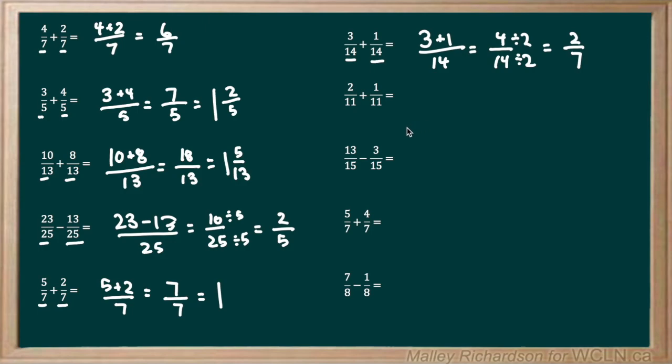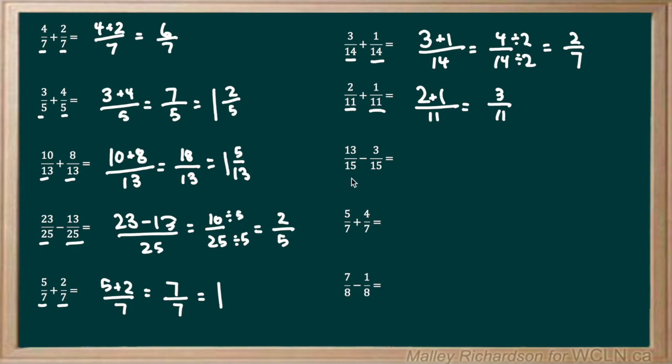Now we have 2 over 11 plus 1 over 11. The 11s are the same denominators, so we just have to add the numerators of 2 plus 1 over 11, and we're left with 3 over 11. And we can see 3 over 11 cannot be reduced down any further, so 3 over 11 is our final answer.